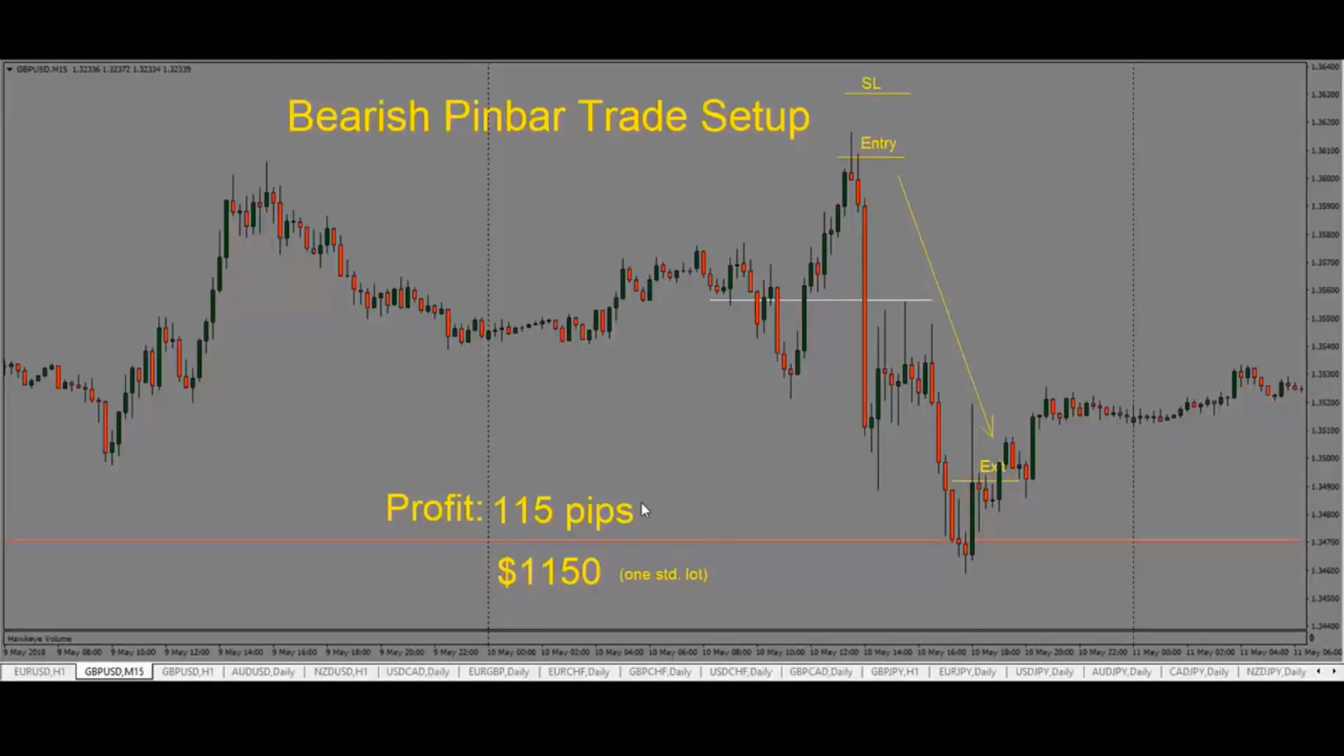From entry to exit here, we get 115 pips in the trade, so our profit is 115 pips or $1,150 if trading one standard lot.